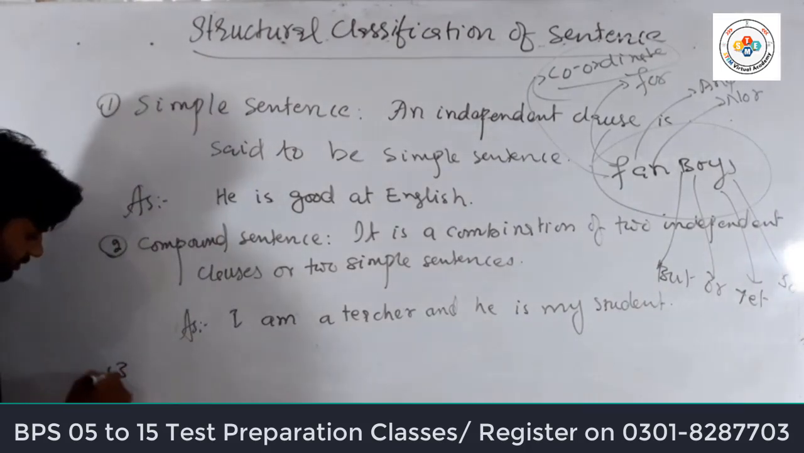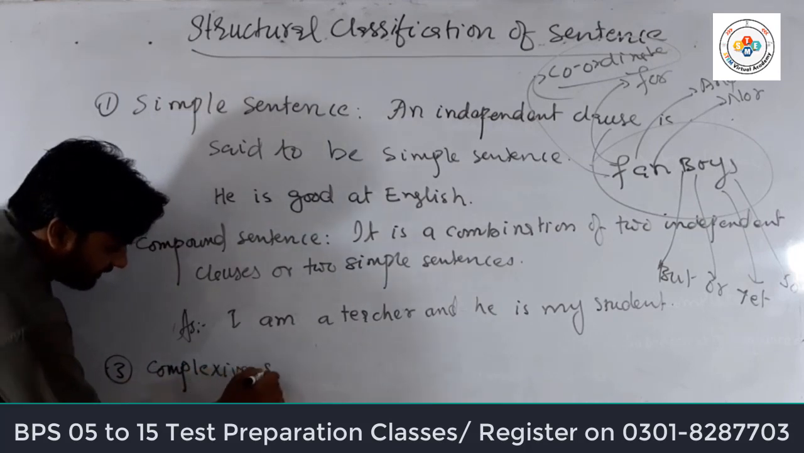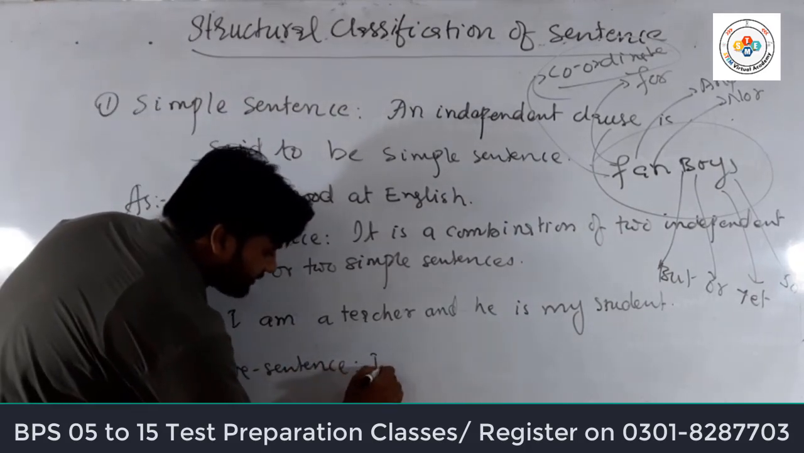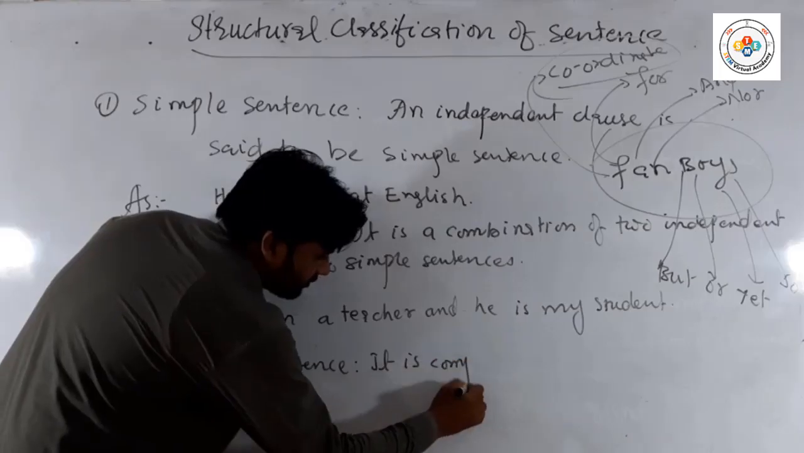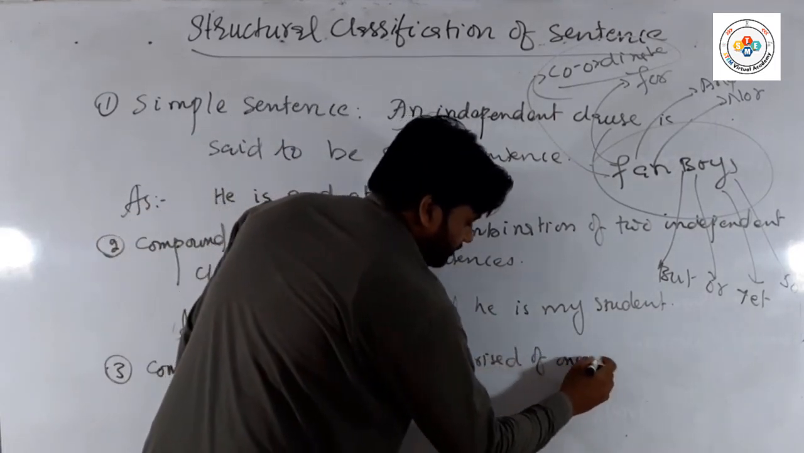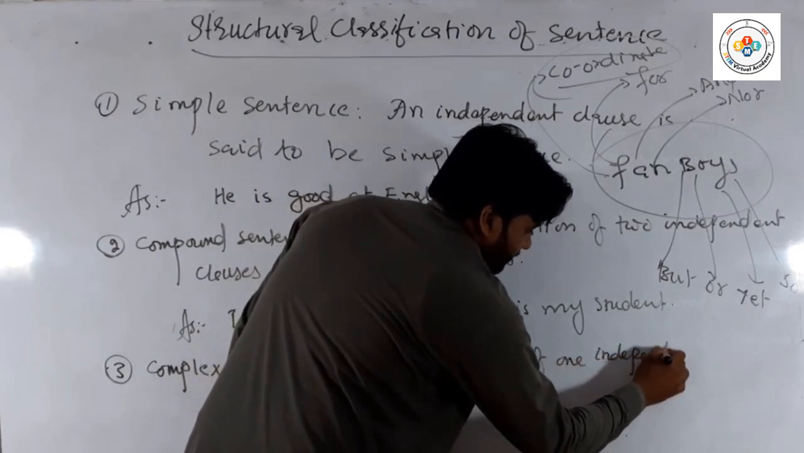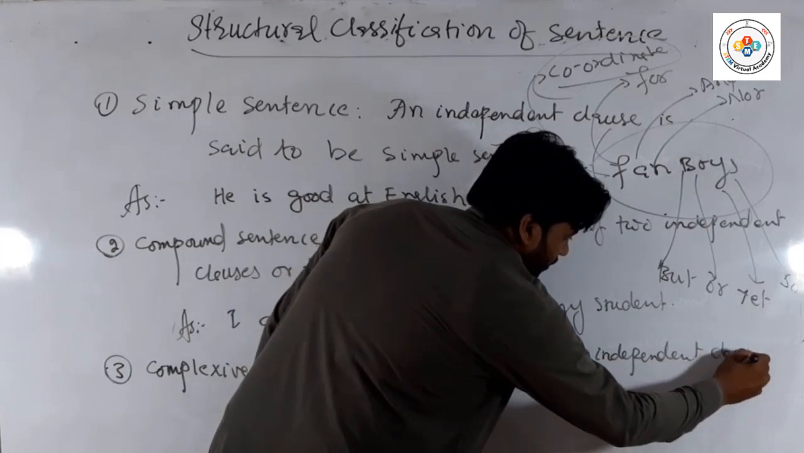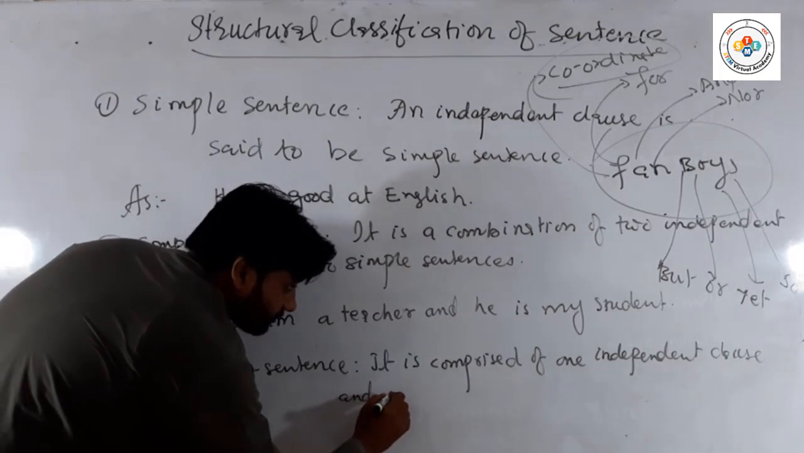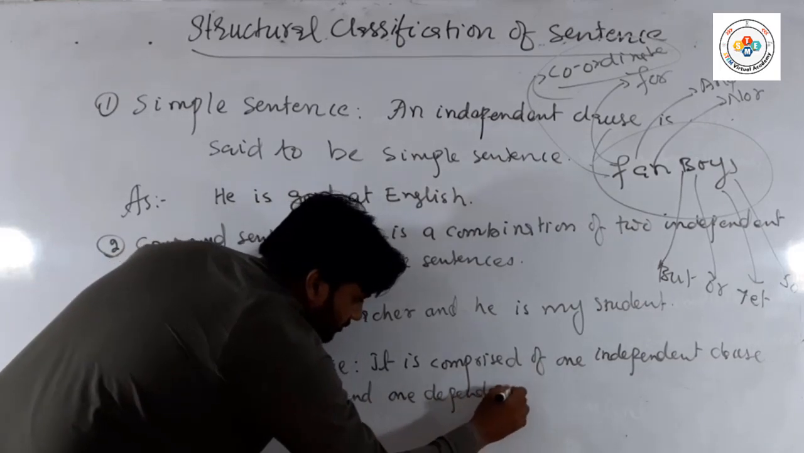And another sentence, complex sentence. What is a complex sentence? It is comprised of one independent clause and one dependent clause.